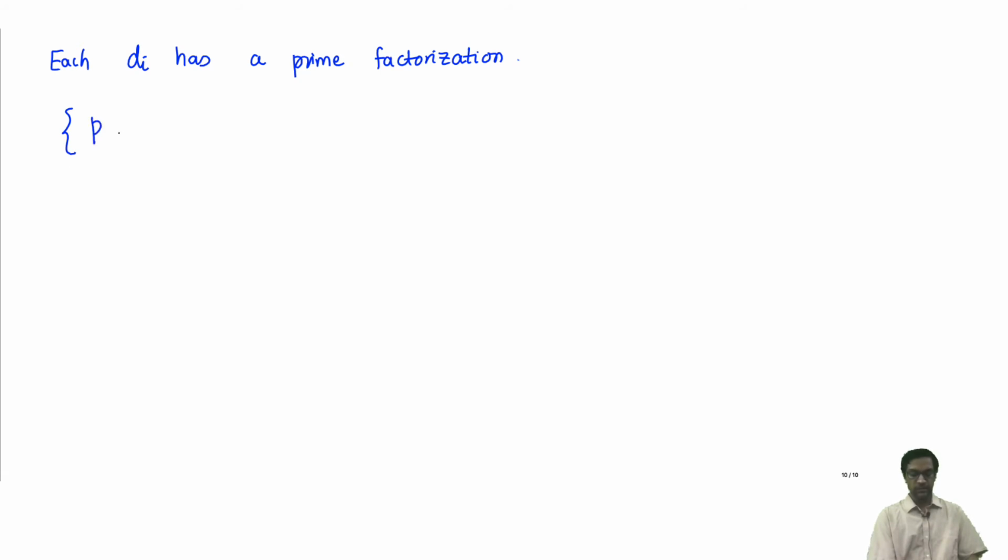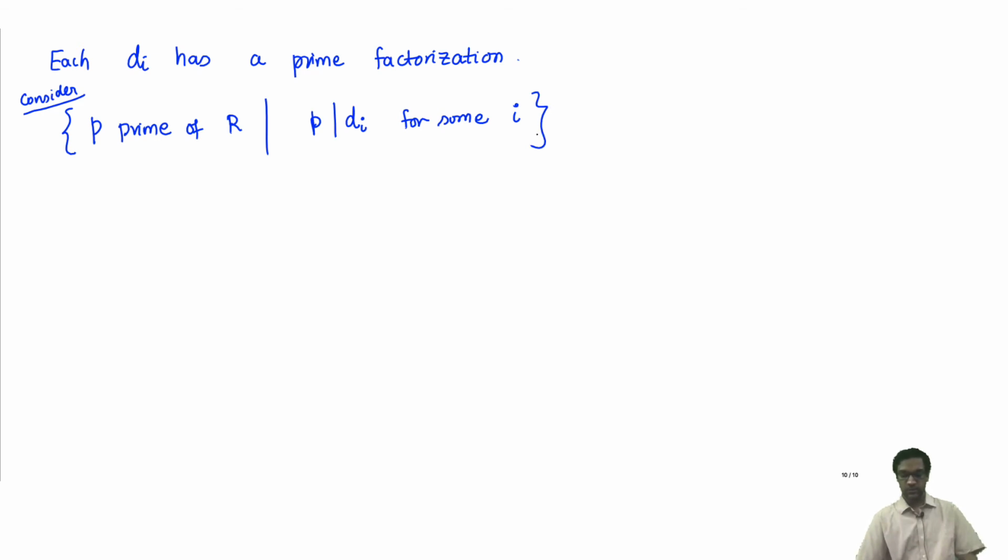Okay, so consider the set of P prime of R such that P occurs in the prime factorization, in other words, P divides di for some i from 1 to n. Okay, so I will take the union of the prime factors of all the di's. So take the collection of all primes which divide the di's, and this is only a finite set because there are only finitely many di's, and each di will have some finitely many prime factors. Okay, so this full collection of primes which I get, let me call them P1, P2, ..., PR.